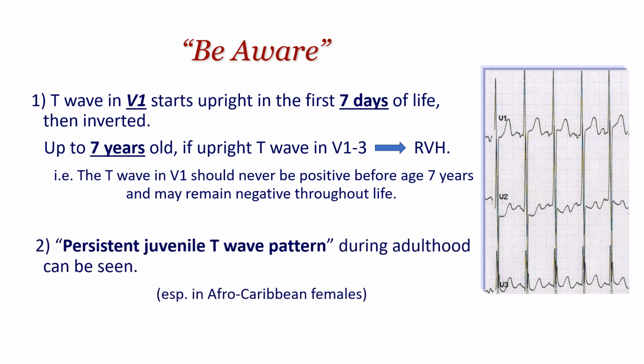The second thing to be aware of is that this T wave pattern can be persistent beyond the age of 15 years old, and in that case it's called persistent juvenile T wave pattern. It can extend into adult life, and usually that will be in Afro-Caribbean females.